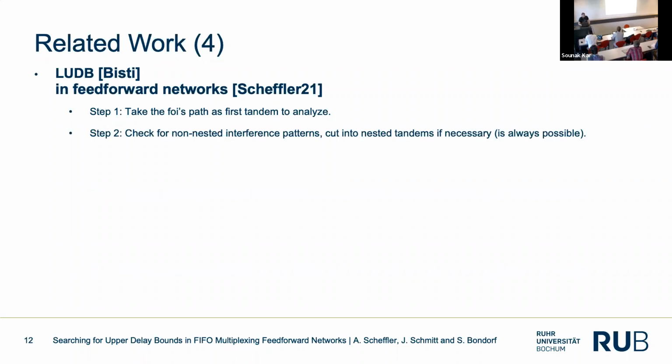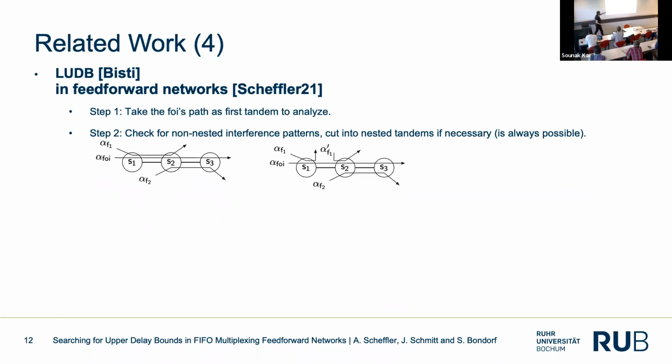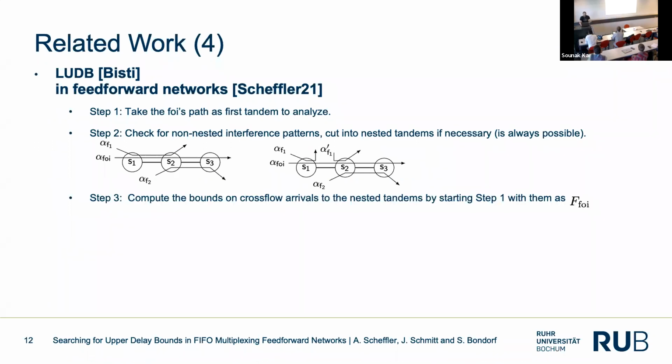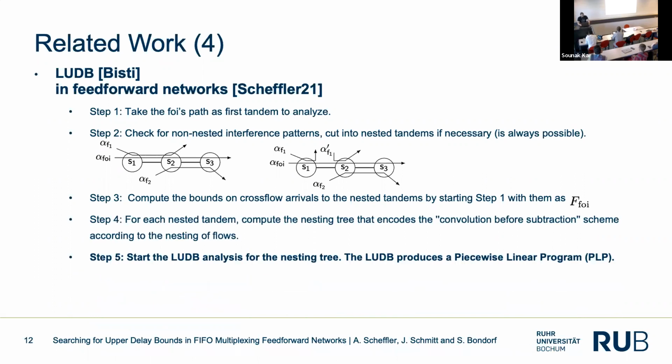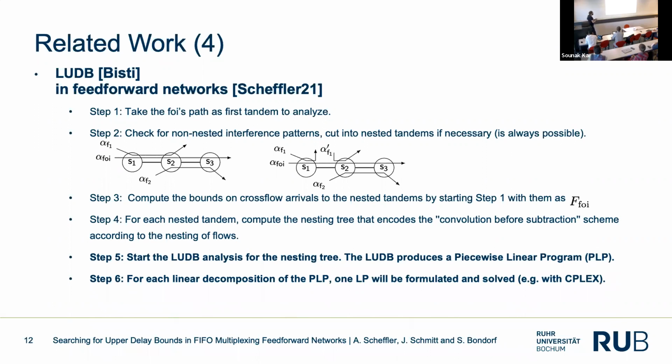And the steps it takes is, here it is. Starting with the flow we analyze, the flow of interest, it's called. Then we look at its path. If there's non-nested interference, what we do is we cut into subtandems. You can cut here and there, and then you have a sequence of nested tandems, and you can then apply the least upper delay bound as shown before. Of course, you need these bounds here, and this is the feedforward analysis part, step 3, that you compute these bounds. It's done in a recursive fashion. Basically, you start all over until you have all the bounds, and what we looked at is steps 5 and 6.